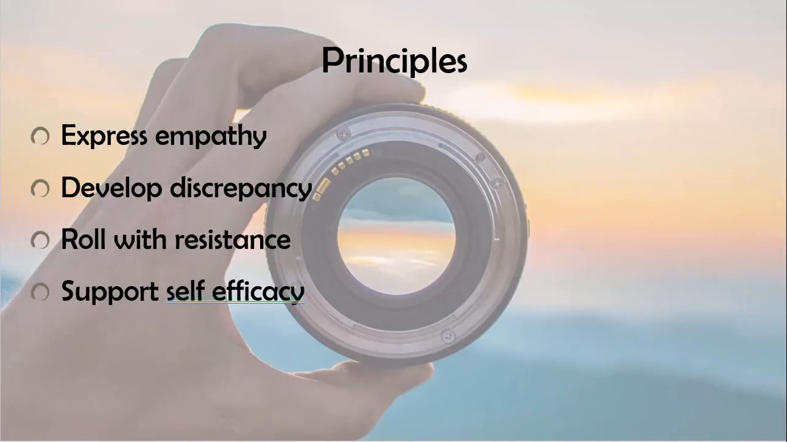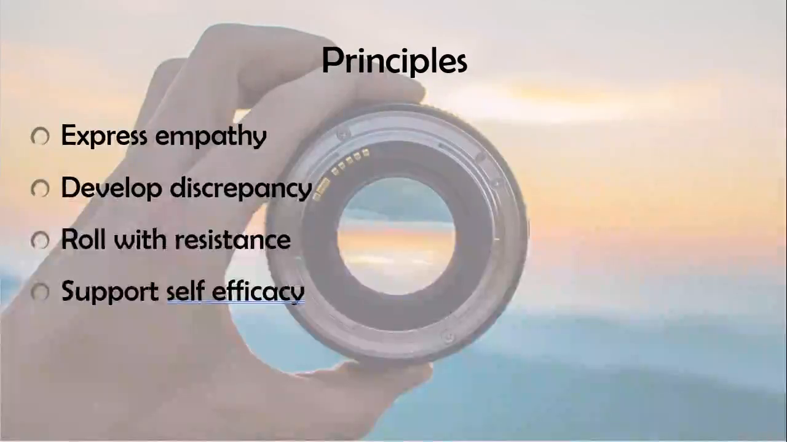The second is to develop discrepancy. So this is discrepancy between the individual's problem behaviour and its effect on their life and the lifestyle they would like to assume. So the difference really between where they are now and where they might like to be.